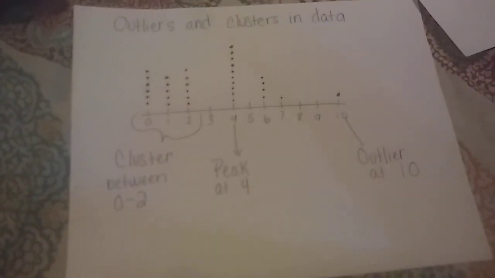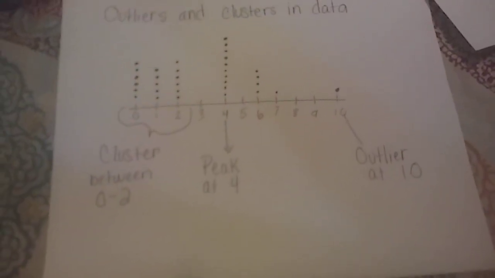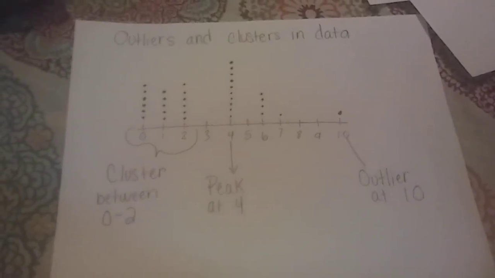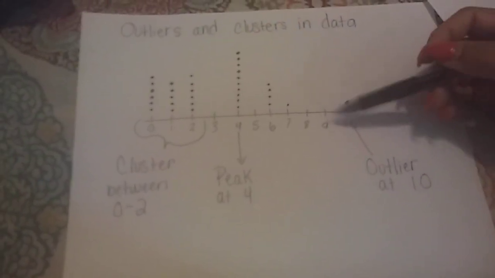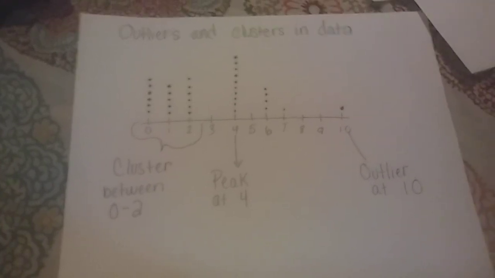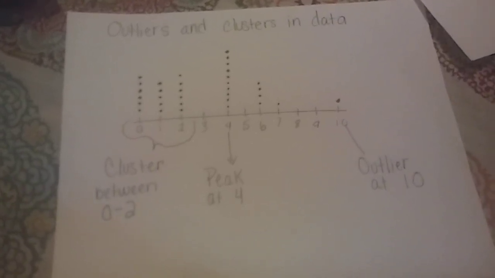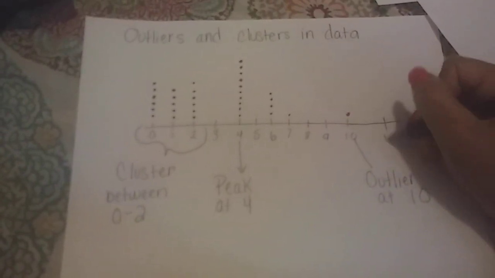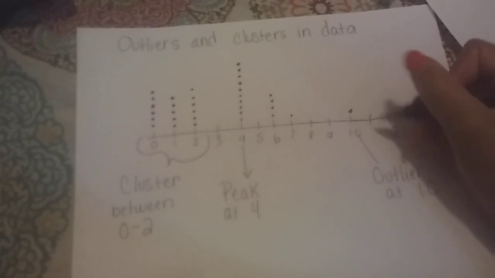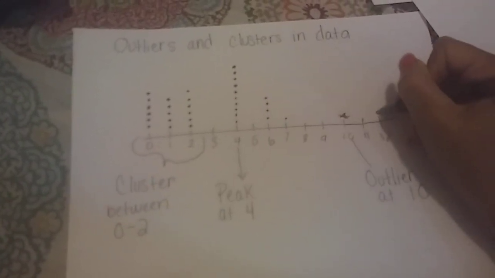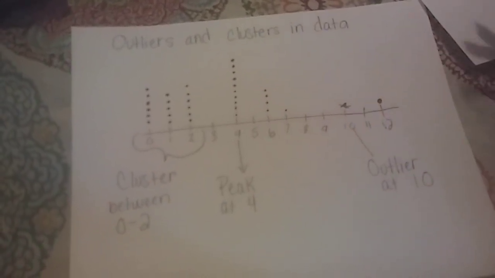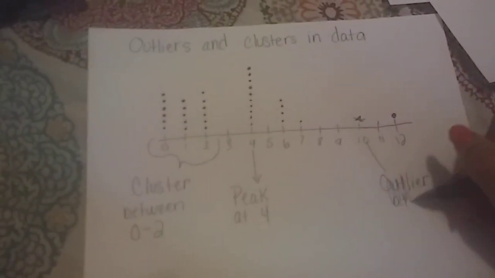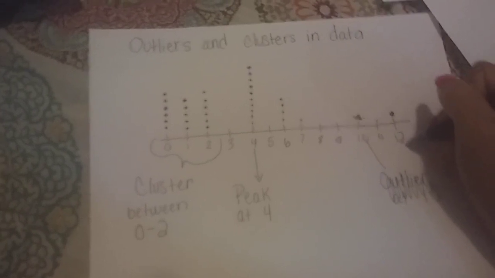Last thing we're going to cover when it comes to these dot plots is outliers, clusters, and where your peak's at. So an outlier is a number that is just totally off. It's all the way to the end. It's just a random number. And I probably put this one too close. Usually an outlier is somewhere, just a random number. So it would be somewhere over here. So if they ever asked you what is your outlier, you would say 12. Ignore this. Sorry. So you would say my outlier is 12.